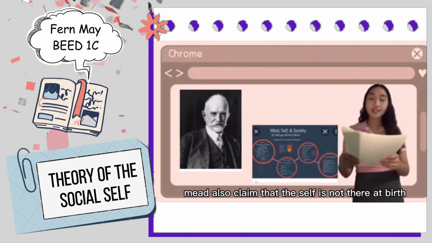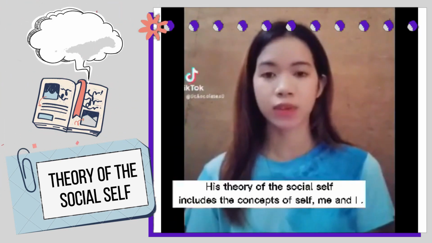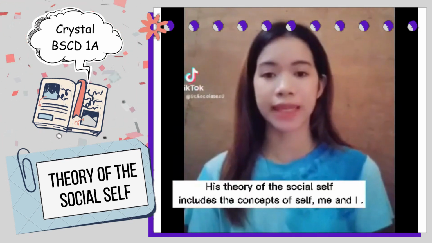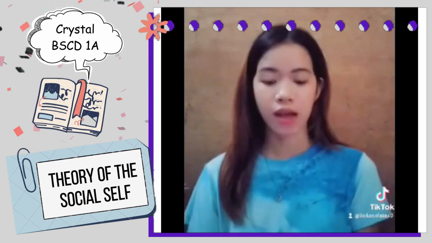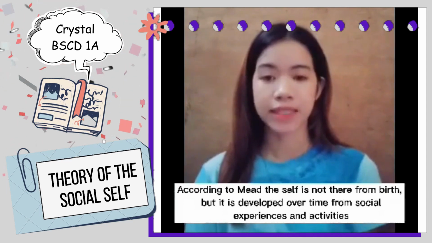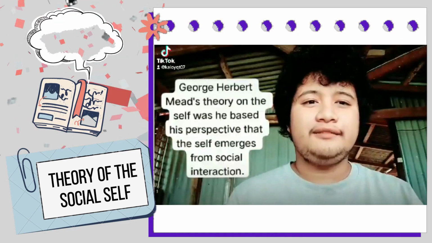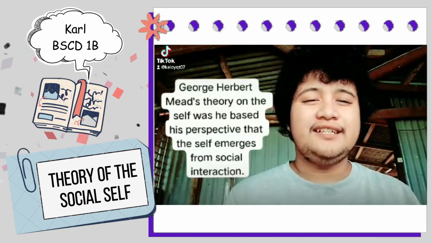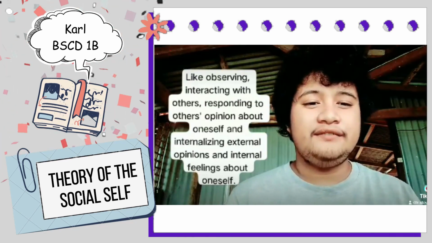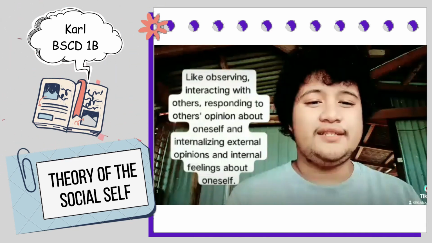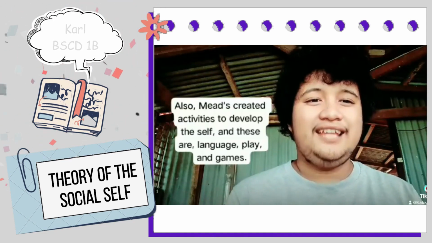Mead also claimed that the self is not there at birth, rather, it is developed with social experience. His theory of the social self includes the concepts of self, me, and I. According to Mead, the self is not there from birth, but it is developed over time from social experiences and activities. Also, Mead created activities to develop the self, and these are language, play, and games.